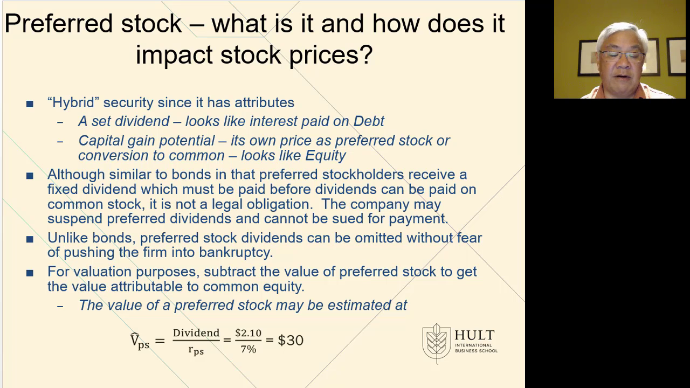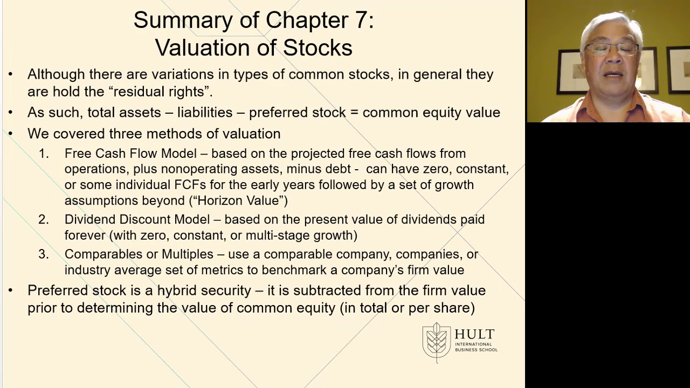So as an example here on the very bottom, the dividend is 210. The required return on this preferred stock is 7, and therefore the price is 30. Right? Again, it's just an approximation because preferred stock varies from one to the other, and it could be quite dramatic. All right, so summarizing chapter 7, we're doing valuations.